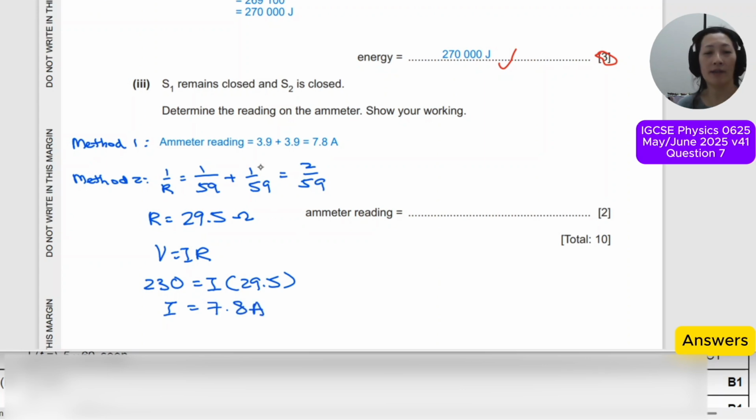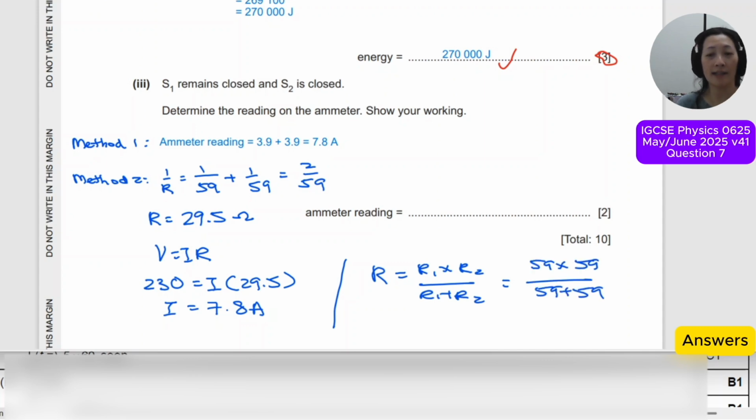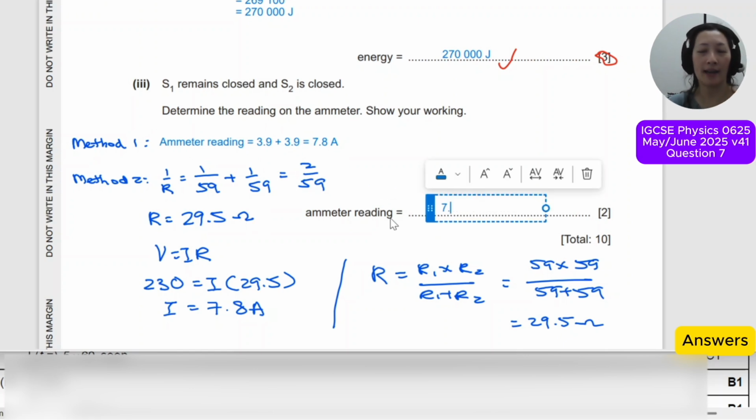By the way, for the total effective resistance, I use the 1 over R equation. Some of you may not be familiar with this. If you try using the calculation of R1 times R2 over R1 plus R2, this also works. So you can take 59 times 59 divided by 59 plus 59, which would give you the exact same value of 29.5 ohm. Whichever the case, as long as you use the correct equation, you will be able to get the correct answer. So anyway, in either method that we've used to determine the ammeter reading, we got the same answer, and I'm going to write the value here, which is 7.8 ampere.